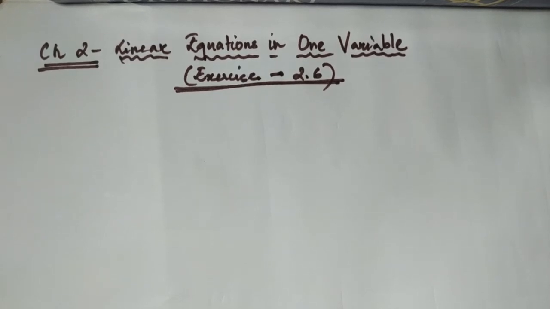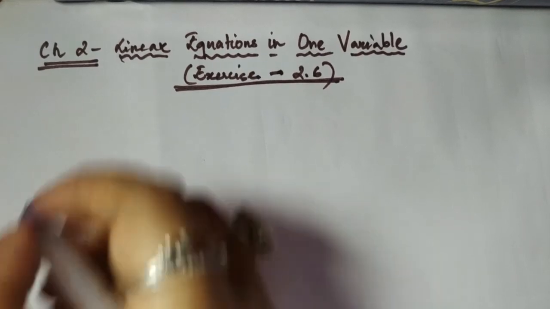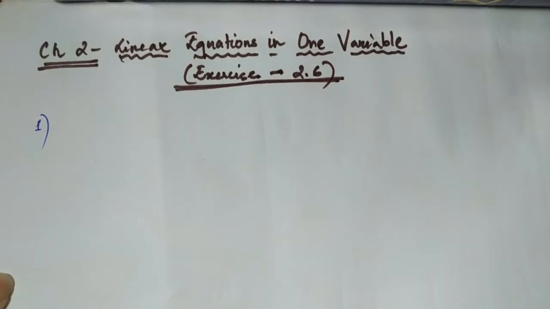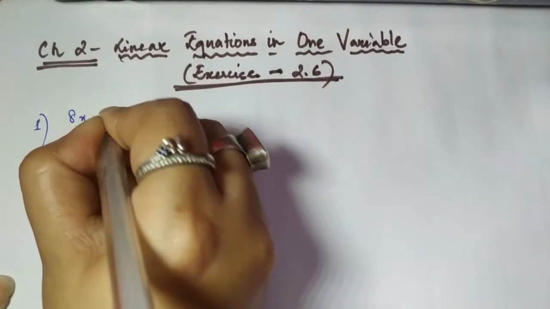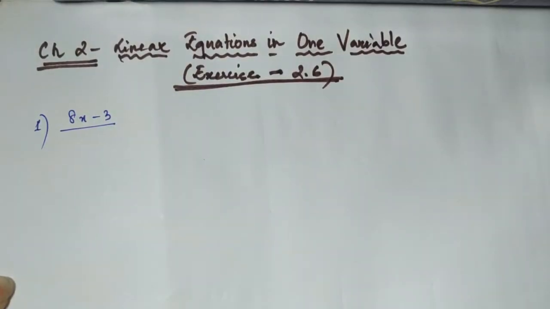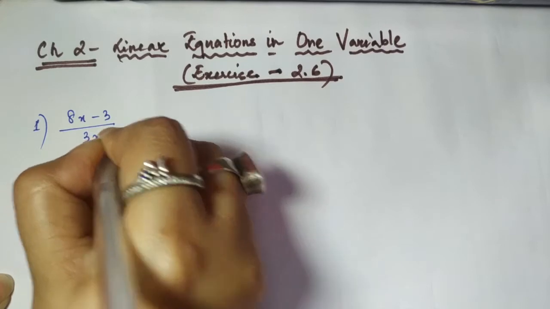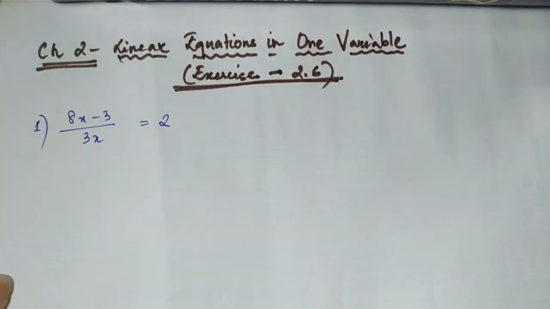Questions number 1 to 5 are: solve the following equations. So let us get started with question number 1. Number 1 is given as (8x minus 3) divided by 3x is equal to 2.